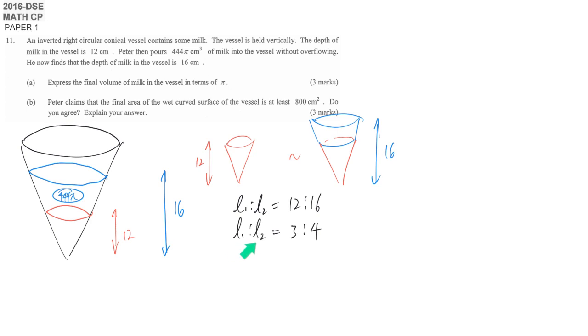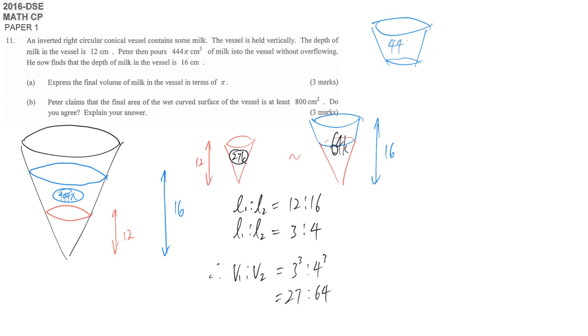The volume ratio is not exactly the same, but they are related. So that's why we know the volume ratio is equal to 3 power 3 to 4 power 3. We know that they are related in this way. So it's 27 to 64. And then you are going to let this one, the volume, be 27K. Then this one, the total, will be 64K. What they tell you is the blue part. This frustum is 444 pi.